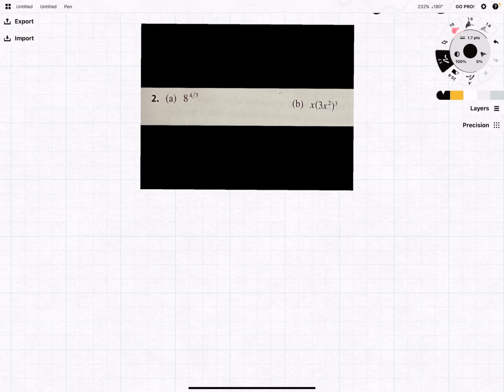This is Stewart Calculus section 1.4, problem 2a and b. For this problem, they're saying to use the law of exponents to rewrite and simplify the expression. And for 2a, there's actually a really interesting property that we're able to use for this. And I think it's kind of neat. So let's go ahead and get started.